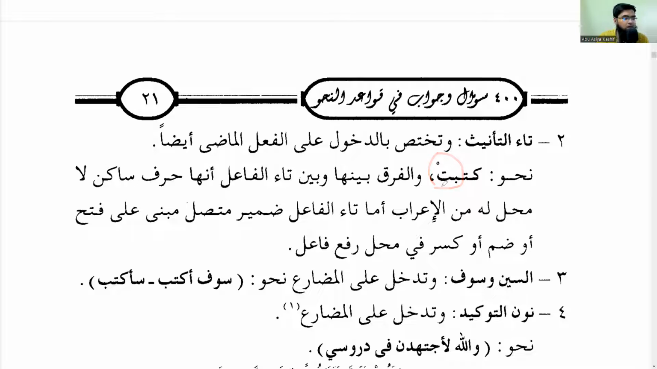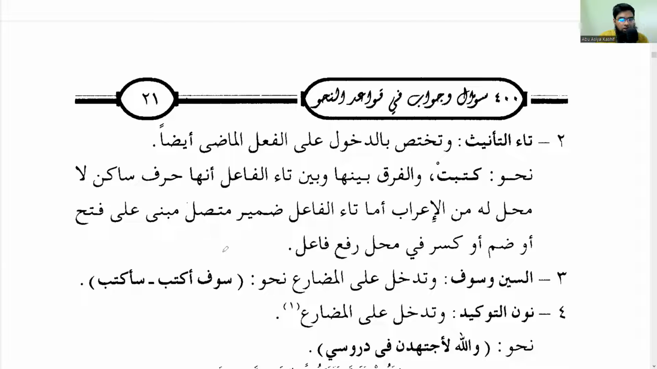So if you remember katabat, we don't say the fa'il is the ta. This is not the fa'il. This is just the alamatut tanith, and there's no place in it for i'rab. أما التاء الفاعل, as for the تاء الفاعل, ضمير متصل. It is a pronoun. The ta is anta, right? It's a pronoun. ضمير متصل مبني على الفتح أو ضم أو كسر في محل رفع فاعل.